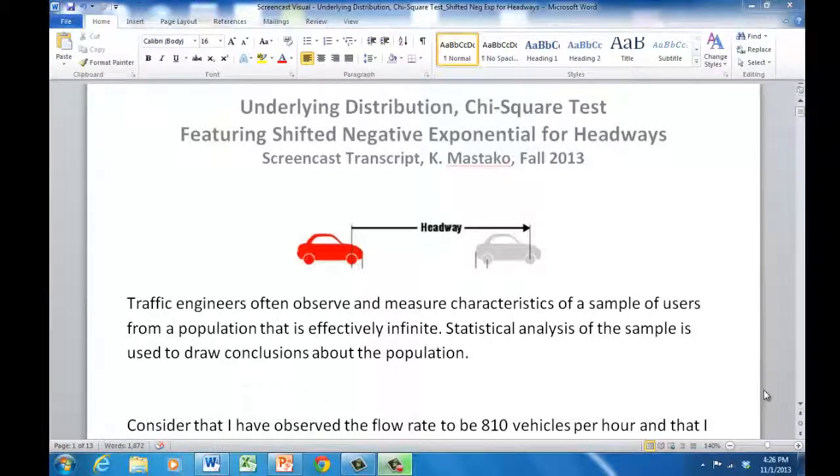This presentation concerns the chi-squared test for the underlying distribution. The example featured here is a shifted negative exponential applied to headways. Before we begin, let's recognize that traffic engineers often observe and measure characteristics of a sample of users from a population that is effectively infinite, and that statistical analysis of the sample is used to draw conclusions about the population.